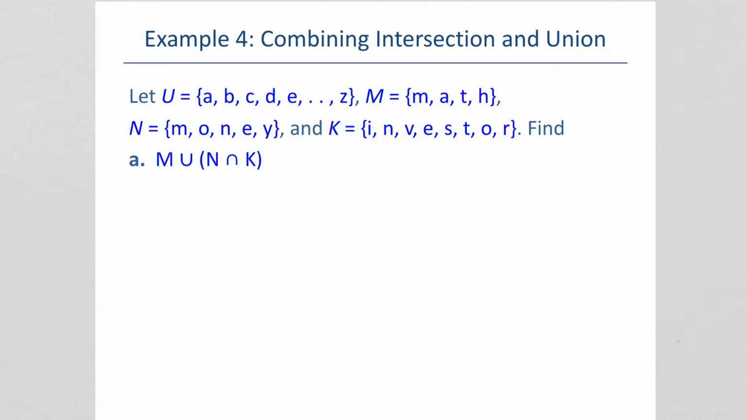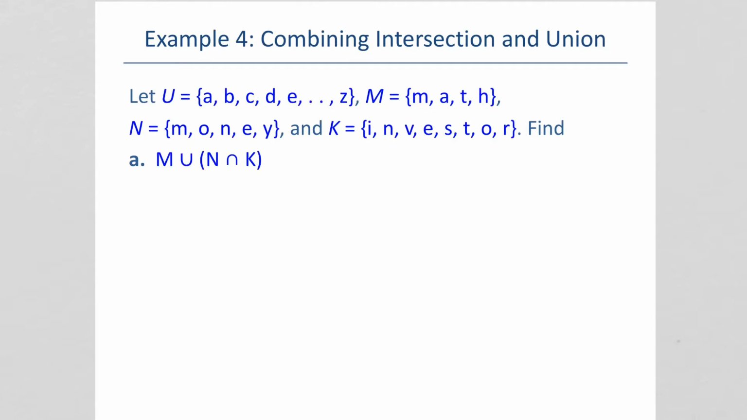Let U be, I believe, all the letters of the alphabet. M is the letters of math. N is the letters of money. And K is the letters of investor. Find M unioned with the intersection of N and K.